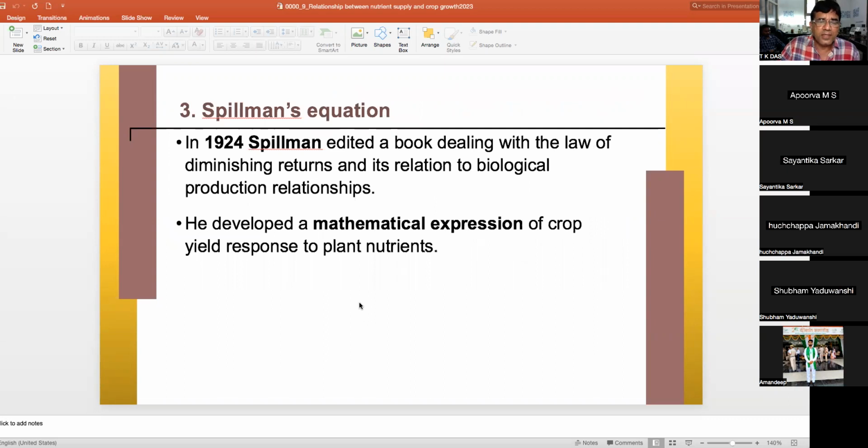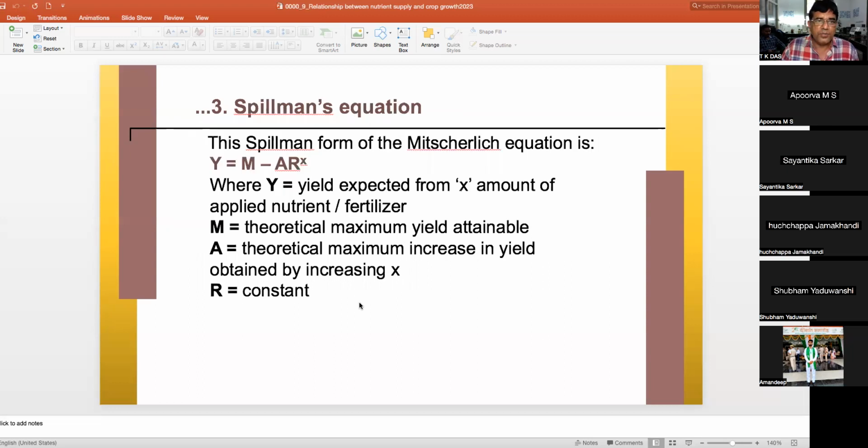Then Spillman came into the picture. He gave his equation. In 1924, he edited a book dealing with the law of diminishing returns and its relation to biological production relationship. So you can also say the Mitscherlich equation was based upon the law of diminishing returns. And Spillman developed a mathematical expression of crop yield response to plant nutrients. So the Spillman form of the Mitscherlich equation, he did some mathematics on the Mitscherlich equation and found his own equation.